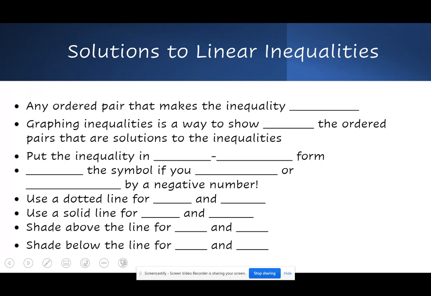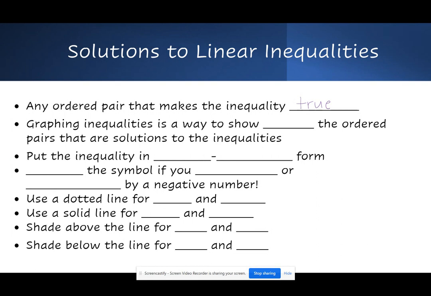Some quick notes. Solutions are any ordered pairs that make the inequality true. Just like when we were looking at solutions of equations, it's what makes the equation true. But now we're going to have more solutions, because if you get 5 on one side, there's a whole lot of numbers that are less than 5. The answer could be 1. The answer could be 2. The answer could be -5. So there's going to be a lot more possible answers.